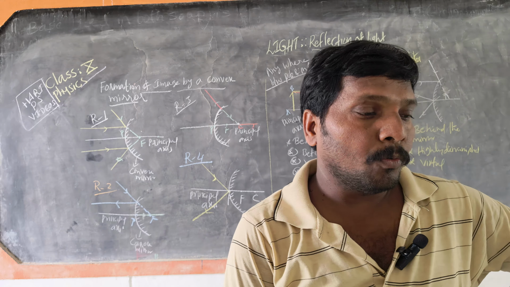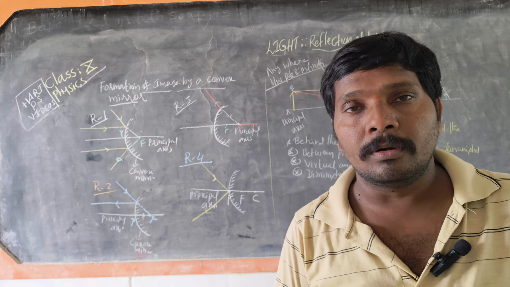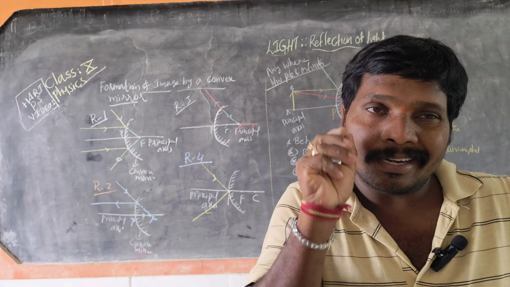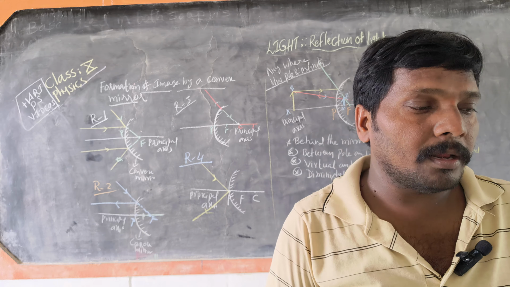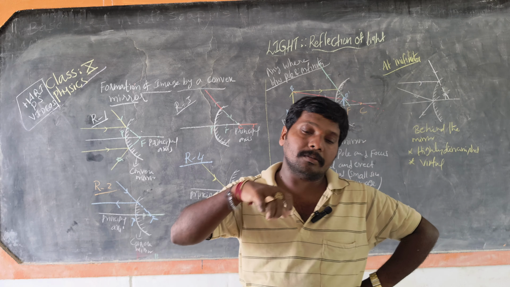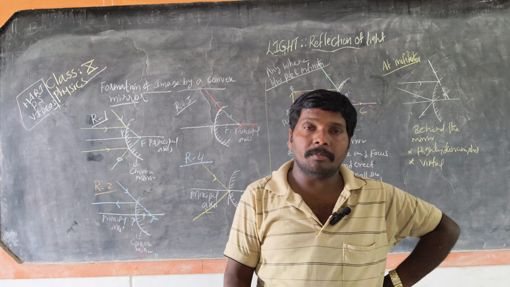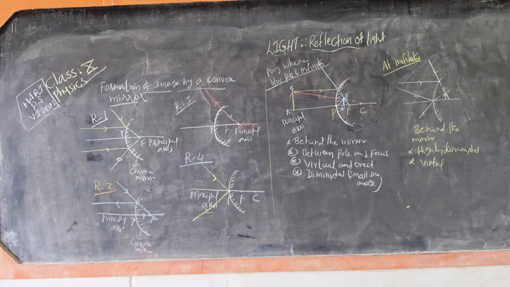Whenever we look into the bulging out part of a spoon, our image appears very small in size, a virtual and erect image, but the size of the image is very, very small. So this is about formation of image by a convex mirror.